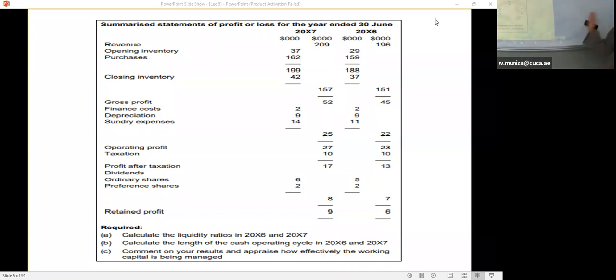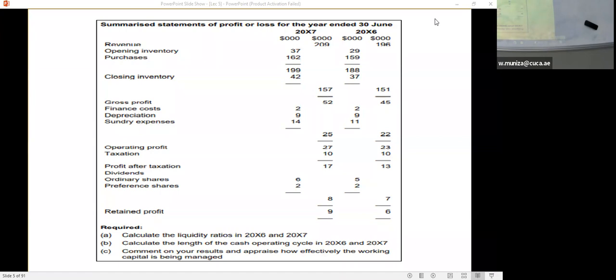So sorry, we have finished one question. But this one is the comprehensive example and this one is also similar, okay? It contains all the ideas of the ratios. For part A, you can see it is about calculating the liquidity ratios in 2006 and 2007. For 2 years, you have to calculate all the ratios for 2006 and 2007.